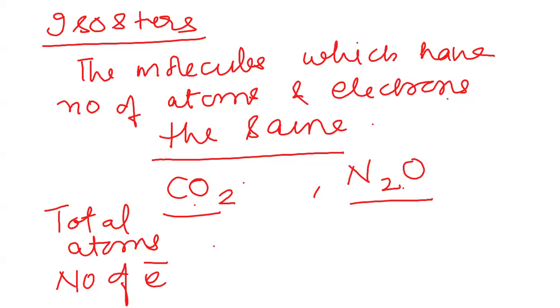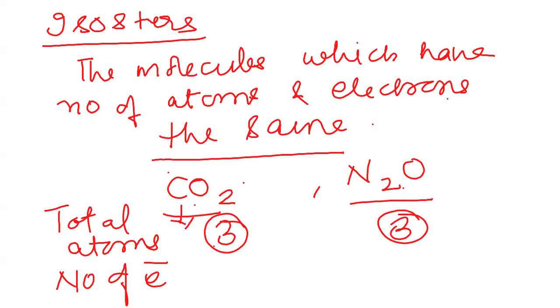So tell me, what is the total number of atoms in carbon dioxide? The total number of atoms in carbon dioxide is 3, because one C atom and two O atoms. Very good. And in the case of N2O, there will be 1, 2, 3 again.